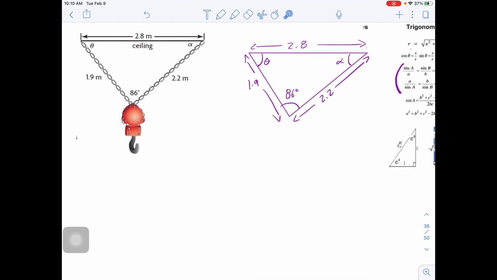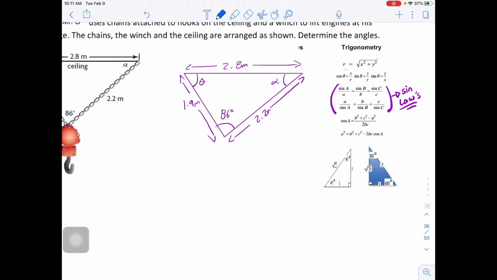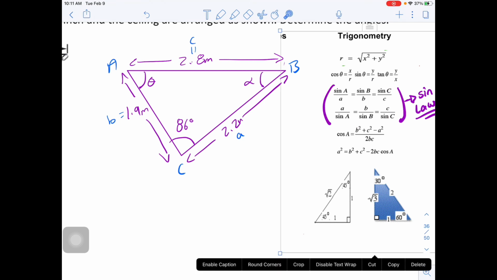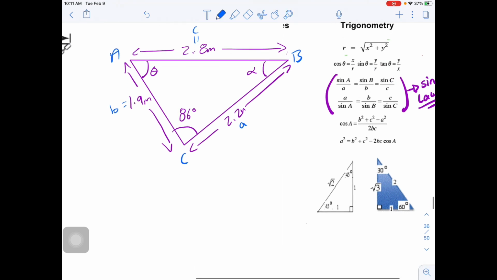And now, hopefully we can see what to do. We're solving for these angles. The first thing I'm going to do is notate this. I'm going to call these vertices A, B, and C. Now I can notate the opposing side here as little a. The opposing side from B is little b. And the opposing side here is little c. So now we have some really useful notation because it directly correlates to our sine laws. So now let's work through this.